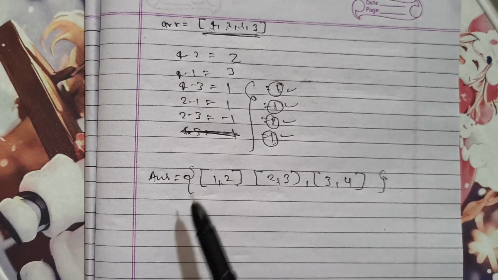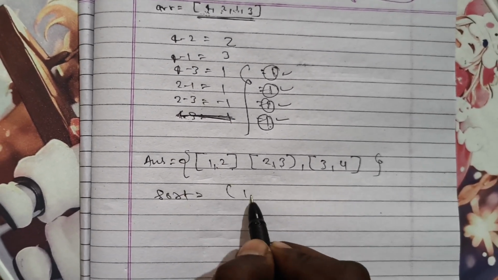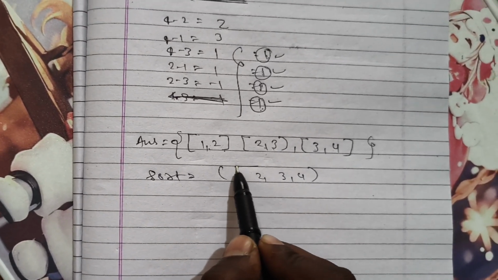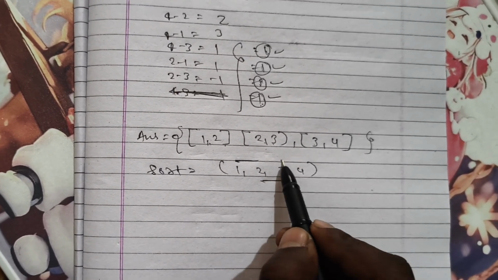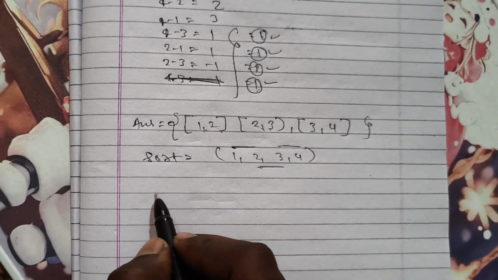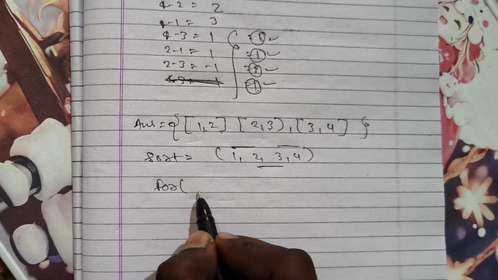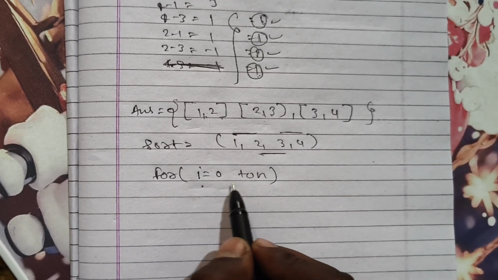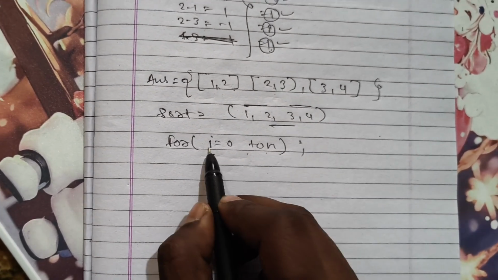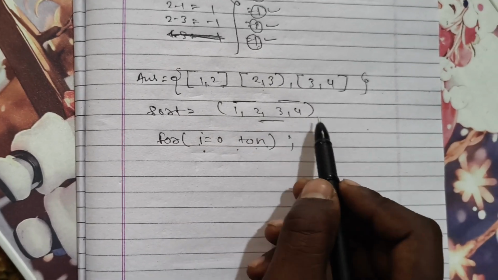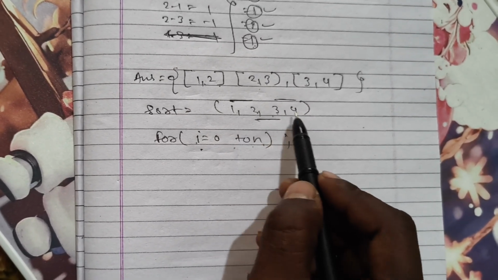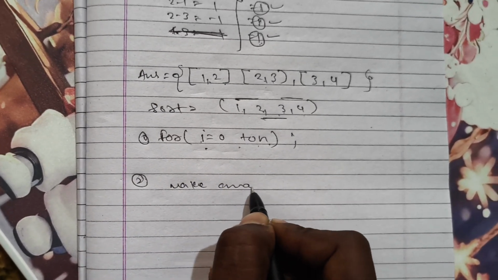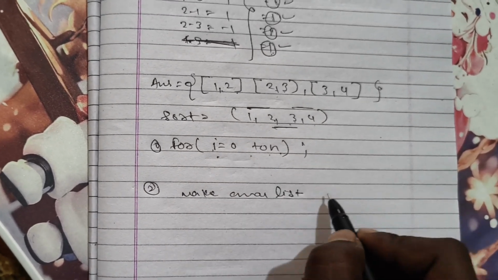If we sort this array, it becomes 1, 2, 3, 4. Now the selection of pairs becomes easy. We select 1 and 2, 2 and 3, 3 and 4, using only a single loop from i equals 0 to n. Every time we increase i, the pairs become 1 and 2, 2 and 3, 3 and 4. We also make an array list and return these pairs.